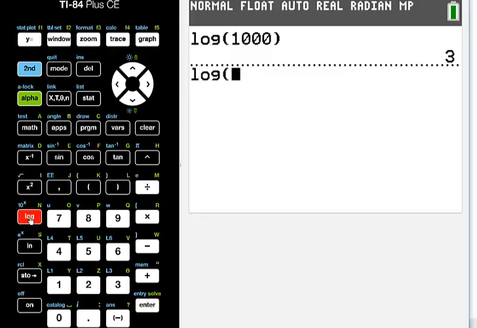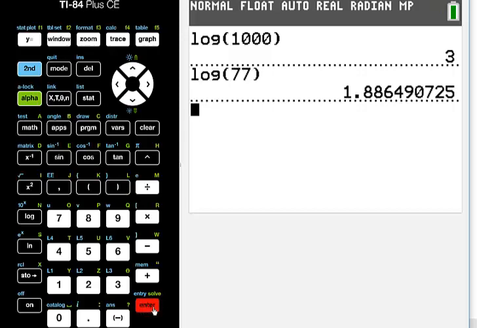Log 77, that means what power would I raise 10 to in order to get 77? Well, I don't think that's a nice answer, even before I hit enter. 10 to the 1 is 10. 10 to the 2 is 100. 77's in between, so I'm thinking, well, it's going to be some kind of strange exponent between 1 and 2. I don't have any way to figure it out by hand. I'll have to just rely on a decimal approximation. So we're saying this exponent, 1.886, etc., is the power that you'd have to put on top of a 10 in order to get 77.